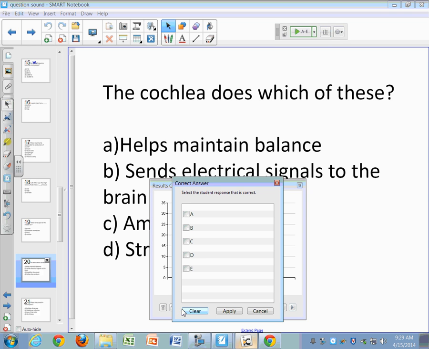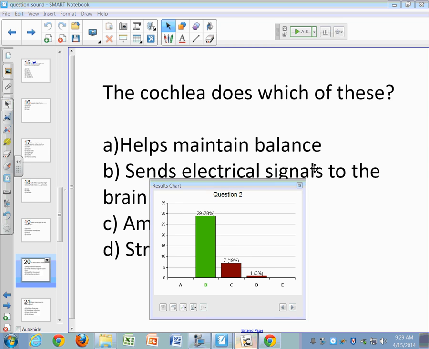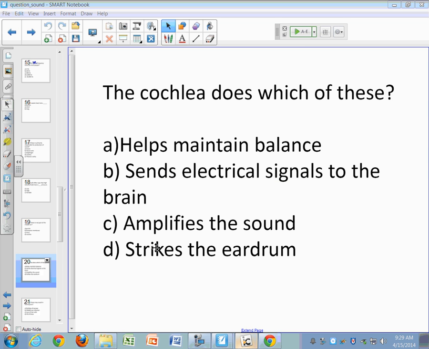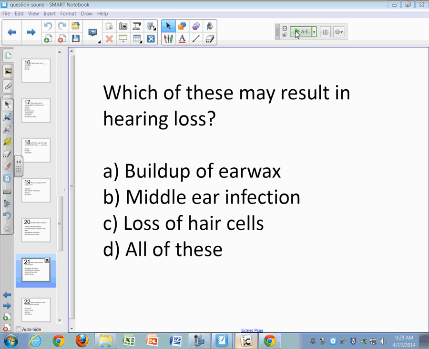Okay, very good. The primary purpose of the cochlea is to send electrical signals. These other things are not things that the cochlea does. Which of these may result in hearing loss? I'll stop at 28.